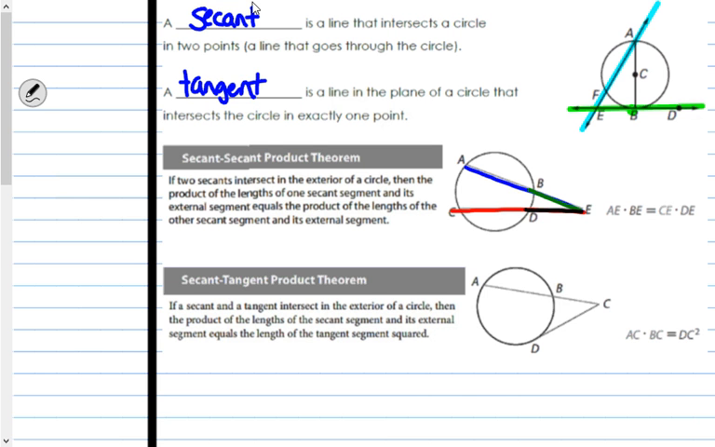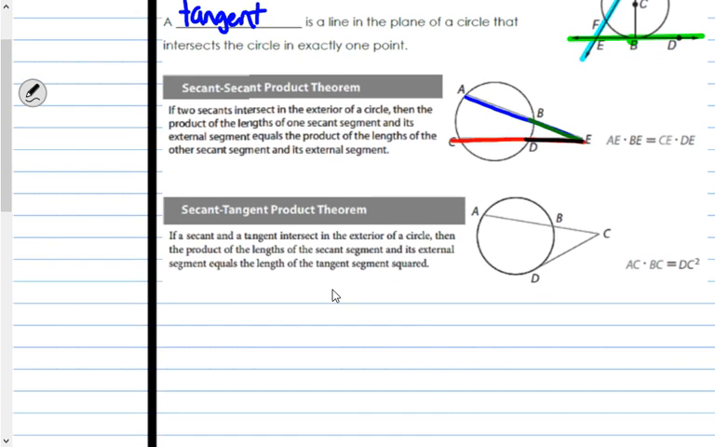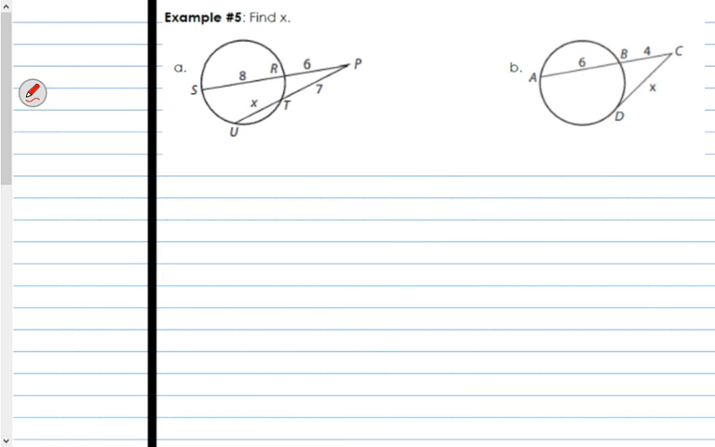The secant tangent theorem says if a secant and a tangent intersect in the exterior of a circle, meaning outside of a circle, then the product of the lengths of the secant segment and its external segment equals the length of the tangent segment squared. So it's almost the same thing. The whole secant times its external piece is equal to the tangent piece, but squared. And we would square it.